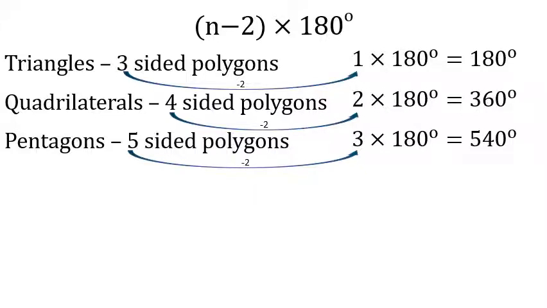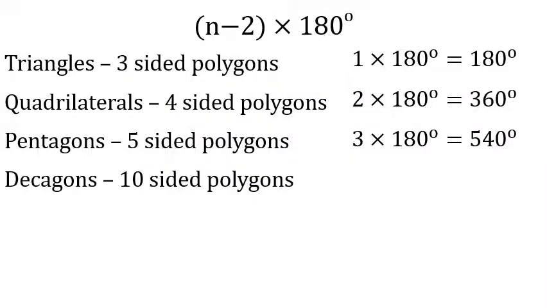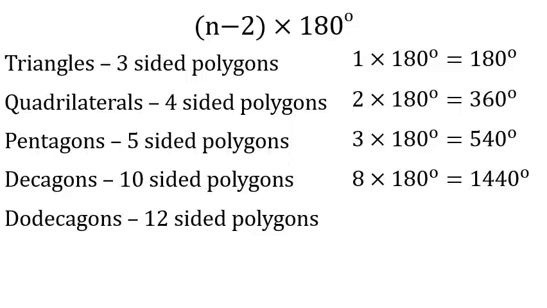Let's work out the sum of the interior angles in decagons. They have 10 sides, so we subtract 2, getting 8, and then multiply that by 180, getting 1,440 degrees. A dodecagon has 12 sides, so if we take away 2 and multiply 10 by 180, we get that the sum of the interior angles of a dodecagon is 1,800.